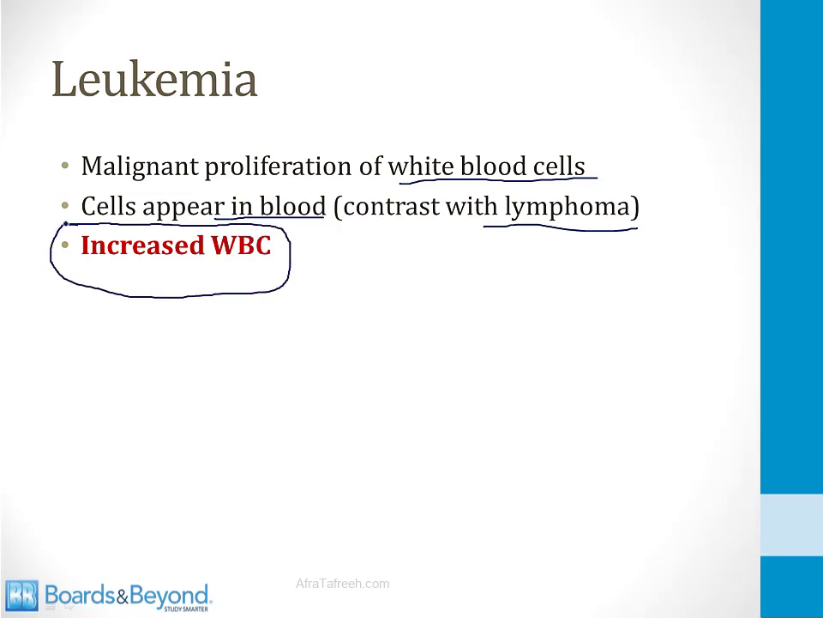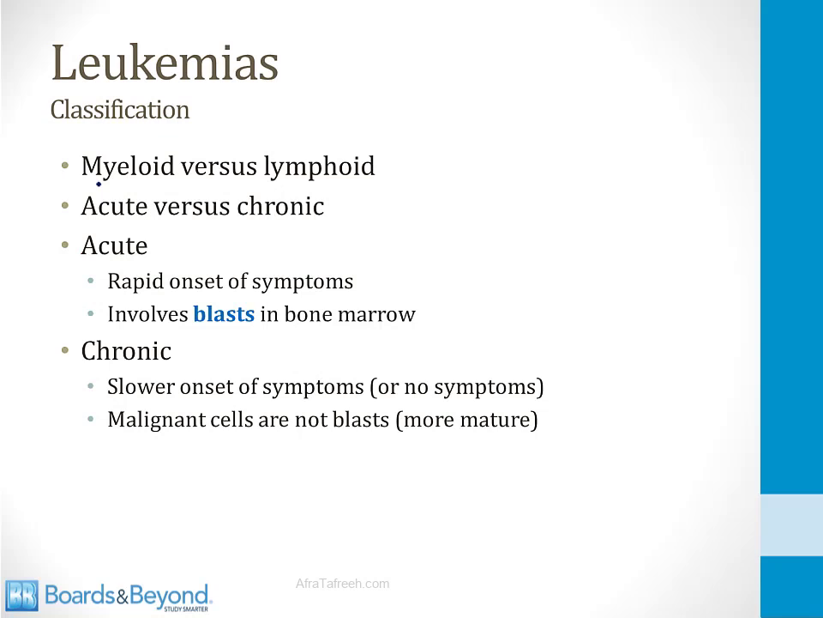in the blood. Leukemias are classified by whether they derive from the myeloid cell lineage or the lymphoid cell lineage, and also by whether they are acute or chronic. In another module, I talked about acute leukemias. These are leukemias that have a rapid onset of symptoms and typically involve blasts, which are very immature precursor cells in the bone marrow. In this module, we'll talk about chronic leukemias. These are leukemias which have a slower onset of symptoms or sometimes no symptoms at all, and the malignant cells are not blasts. They're usually more mature white blood cells.